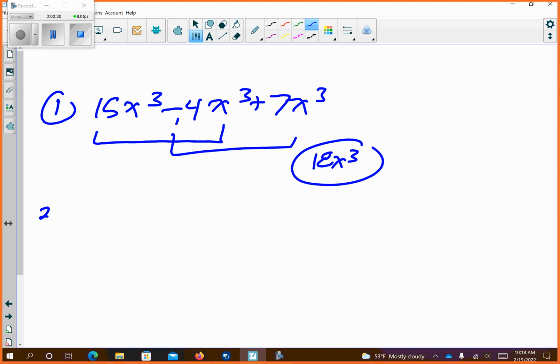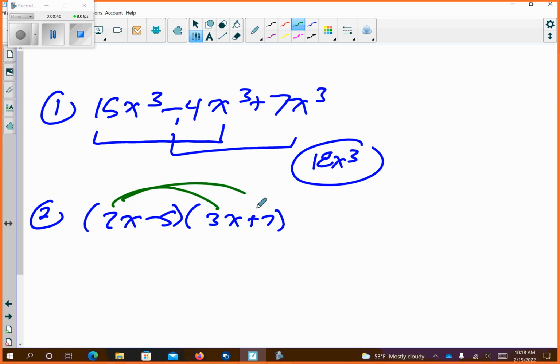Number 2 looks like this: 2x minus 5, 3x plus 7. So I'm going to double distribute. I'm going to multiply the 2 times both of those. So I'm going to get 6x squared. A lot of you forget the squared term when you go x times x. You do get x squared.